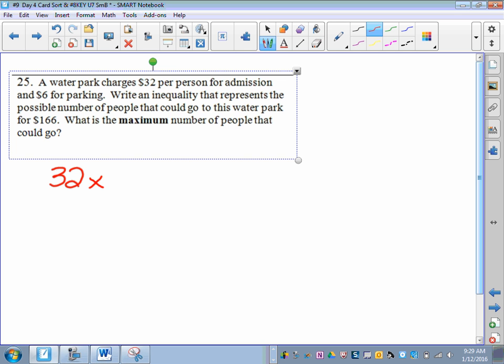And then how many times do we have to pay parking? Just once. So 6 is all by itself. And it says, what's the possible number of people that can go to this water park for $166? So the total amount I pay here has to be less than or equal to 166. I can't pay more than $166.